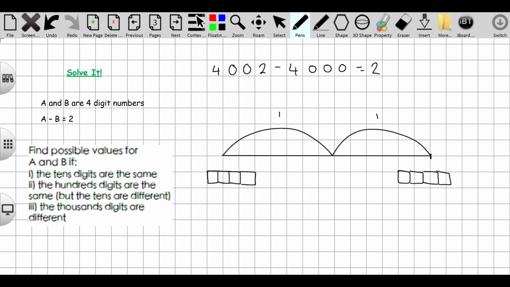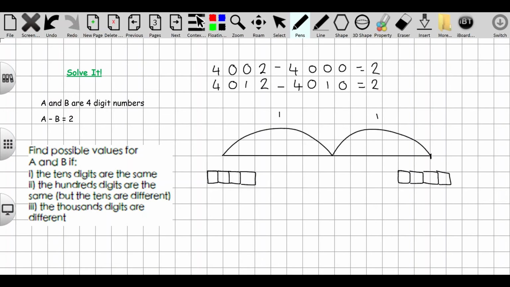Well, that's not too tricky because now all we need to really worry about is the tens digits. So I'm going to stay in the 4000s and my answer is still 2. So my tens digits must be the same. So I'm going to keep it nice and simple. I'm going to say here 4012 subtract 4010. Is it correct? Yes, because I'm keeping them the same. The hundreds digits are the same, but the tens are different.